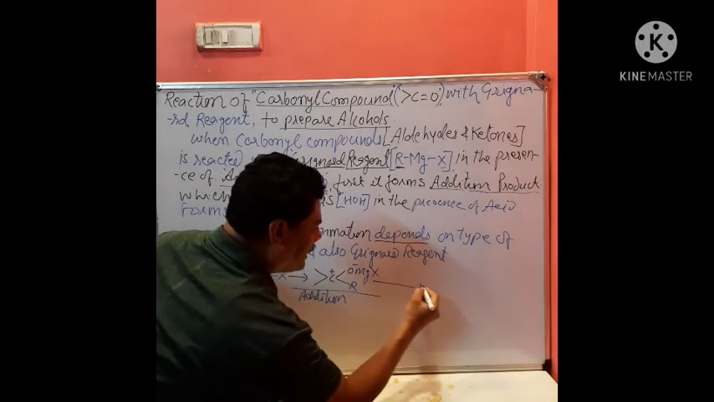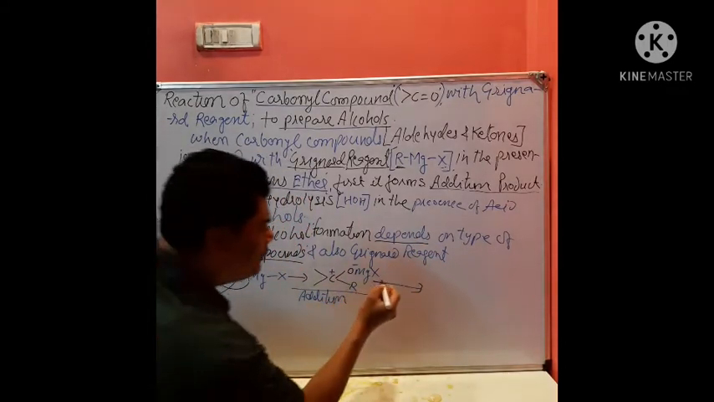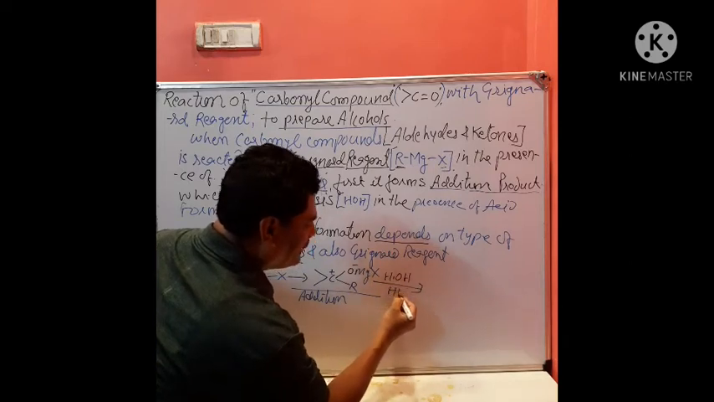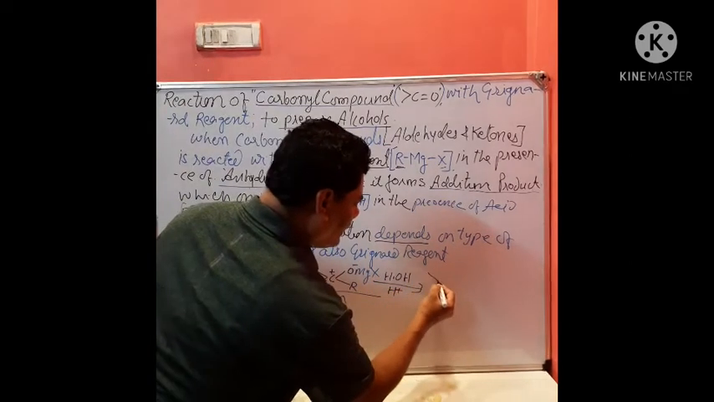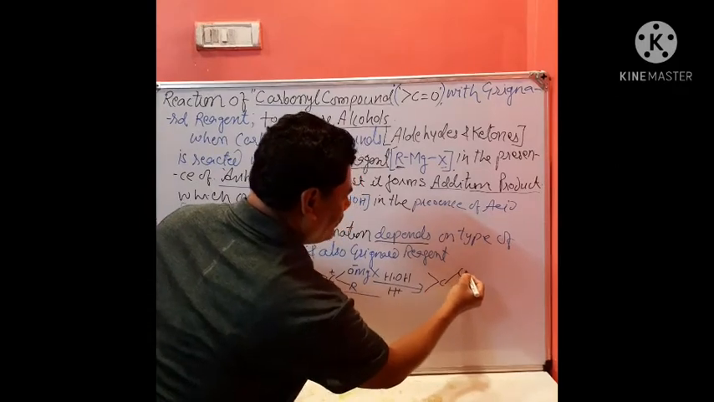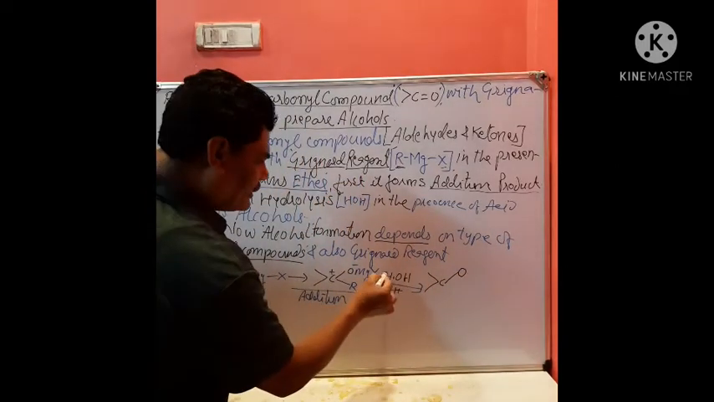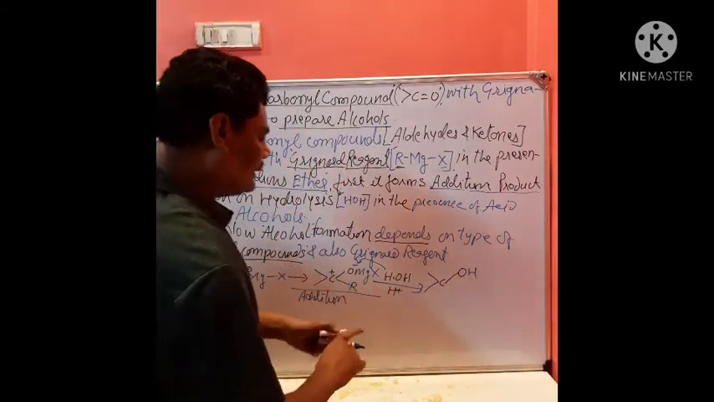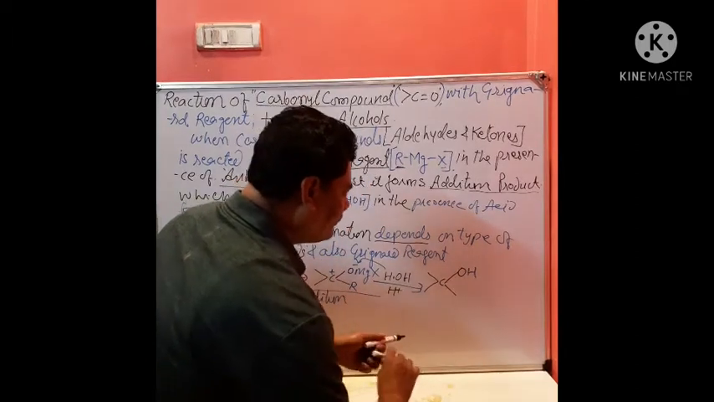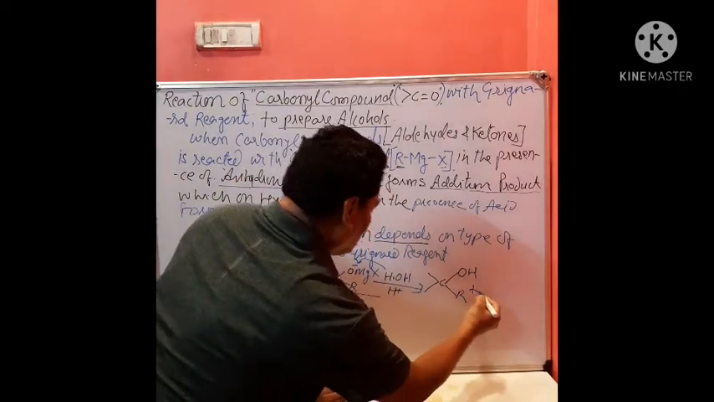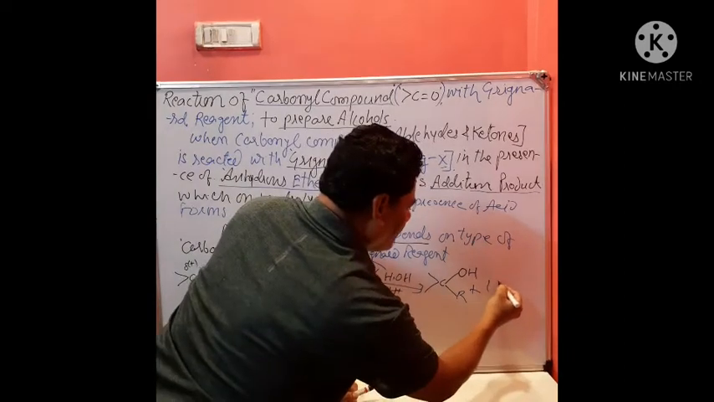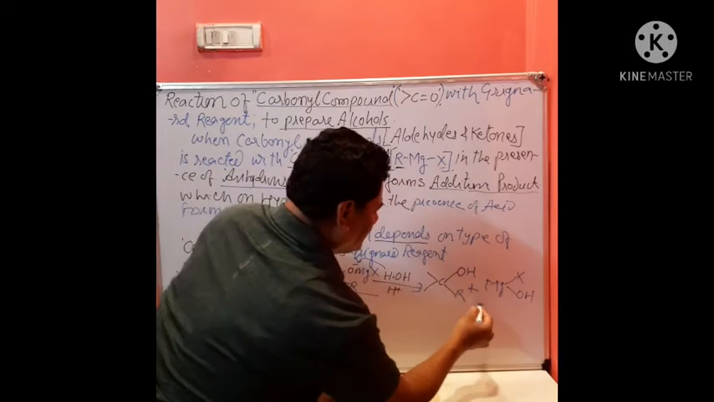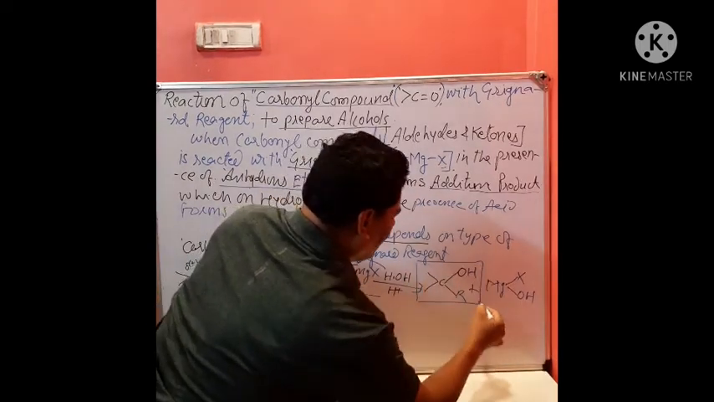But to obtain the final product, what do we have to do? We have to hydrolyze, and the hydrolysis takes place in the presence of acid. So now the final product will be C, O, and the H of water will attack here. Thus there will be formation of alcohol, and there is already R, that is the alkyl group, plus the remaining part Mg, X, and OH. So this is the final product, alcohol.